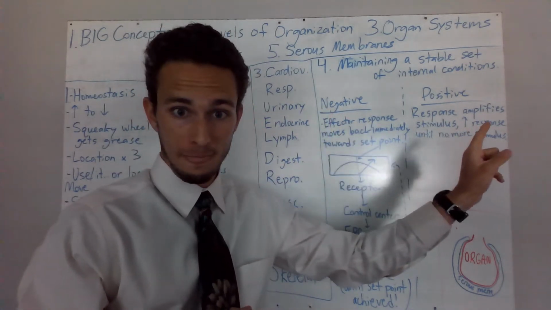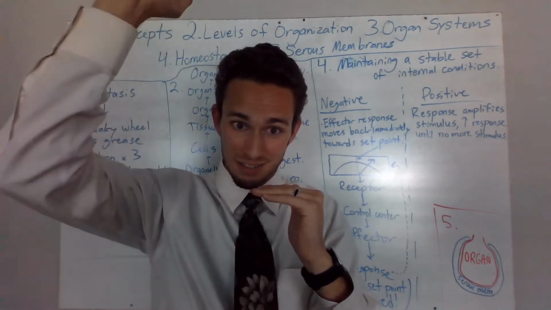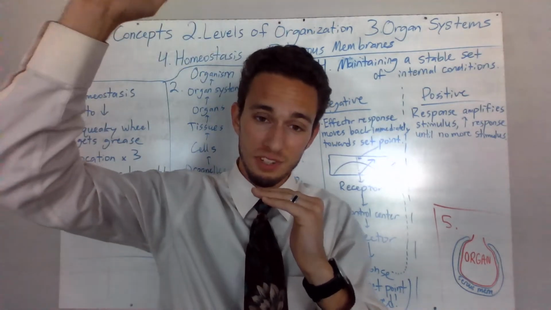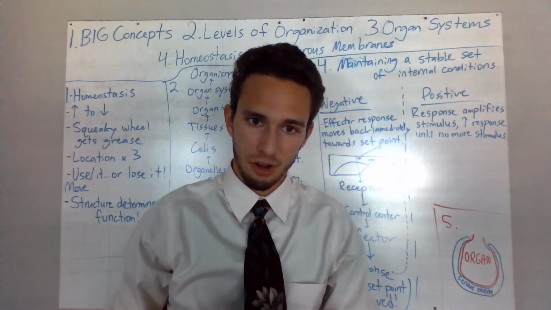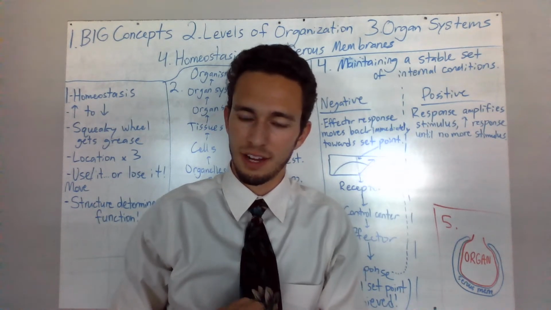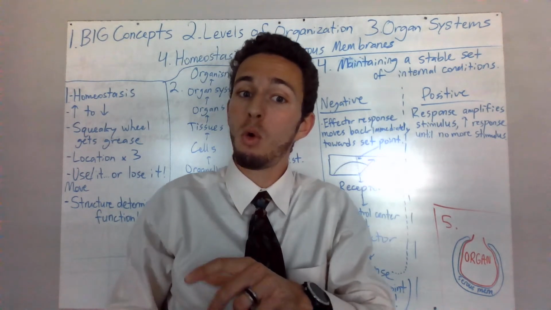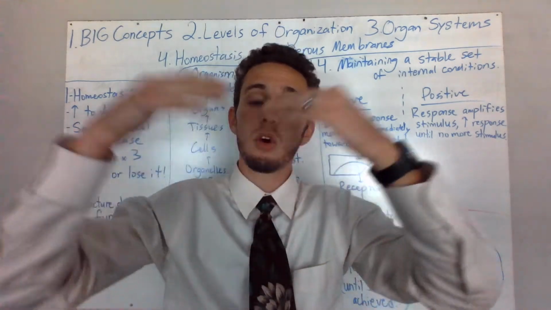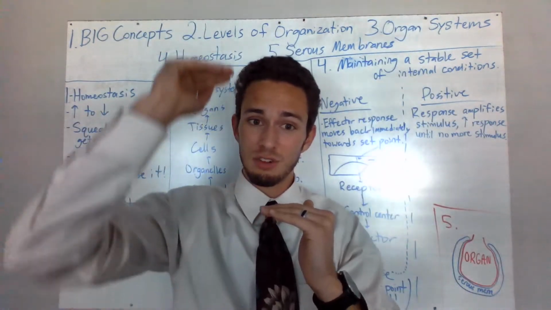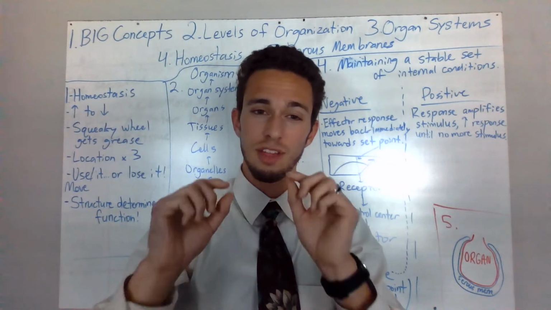Positive feedback is different because it amplifies the change that occurred from the stimulus. Okay, so let me give you an example. Blood clotting. You cut your hand open, small blood clotting factors will accumulate there, which will stimulate more and more blood clotting factors to go to that area, which will stimulate even more and more, until the set point is achieved again. Okay, so that's positive feedback.